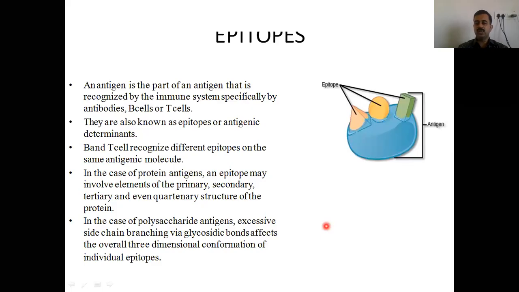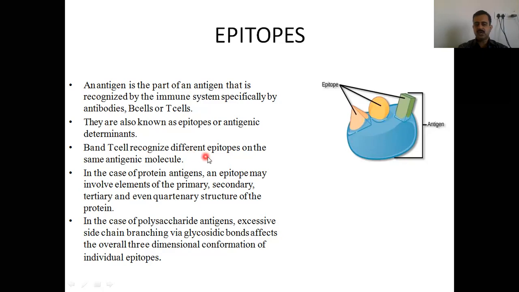In order to recognize a particular antigen, there is specificity. An epitope is a part of an antigen that is recognized by the immune system, specifically by antibodies, B cells, and T cells. These are known as epitopes or antigenic determinants.